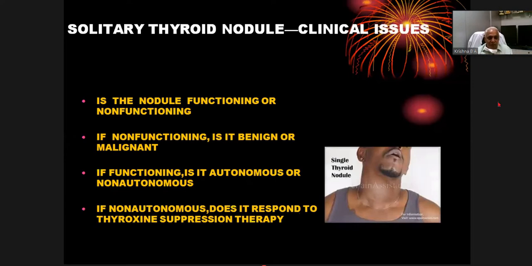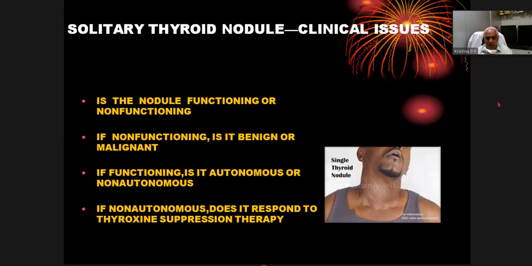Is this nodule a functioning thyroid nodule or a non-functioning thyroid nodule? If it is non-functioning, is it malignant or benign? If it is a functioning nodule, is it an autonomous nodule or a non-autonomous nodule? If it is a non-autonomous nodule, does it respond to thyroxine suppression therapy? These are all the questions that come to your mind on an examination of a solitary thyroid nodule.